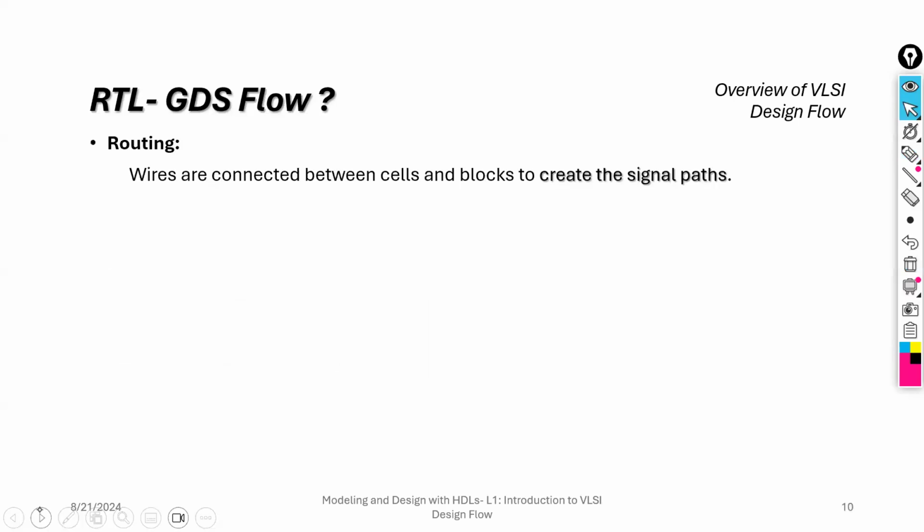Next one is routing. Once we have performed the floor planning, the placement, and the clock tree synthesis, then we'll go for routing. That means it is providing the interconnections between the different standard cells. As simple as that.